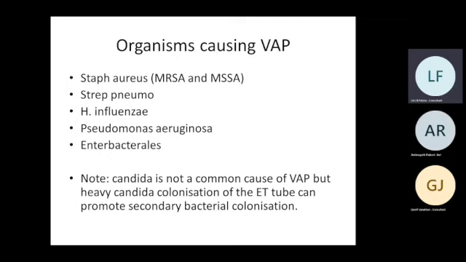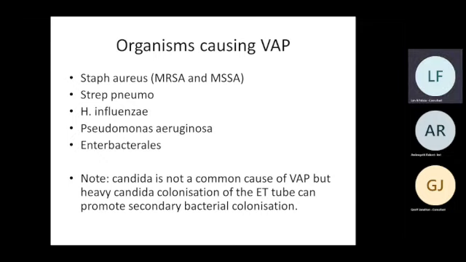Haemophilus influenzae is the other one. Again, patients don't necessarily have to be ventilated to have H. influenzae, but ventilated patients are at higher risk. And also patients with known chronic lung disease, excessive alcohol use, and smokers are known to be associated with H. influenzae infection.